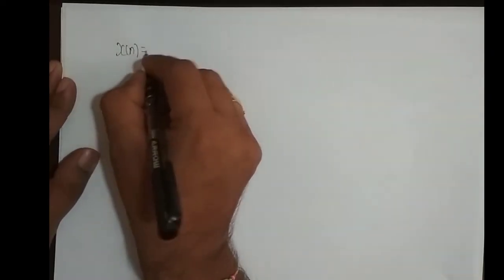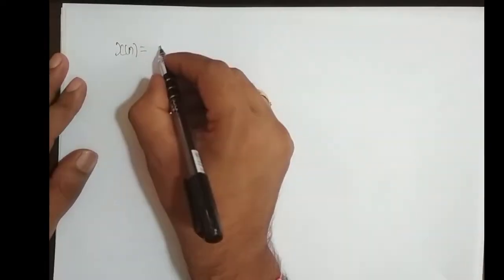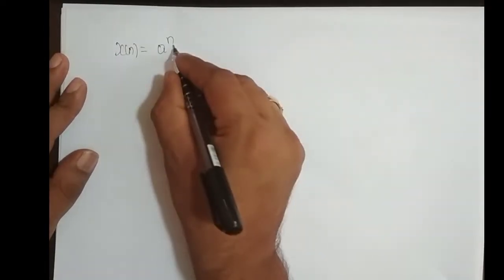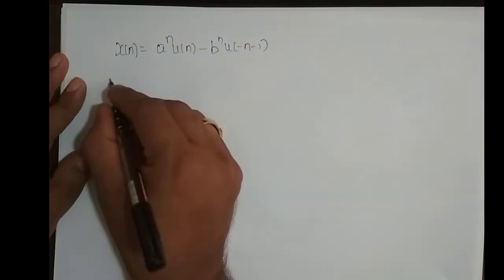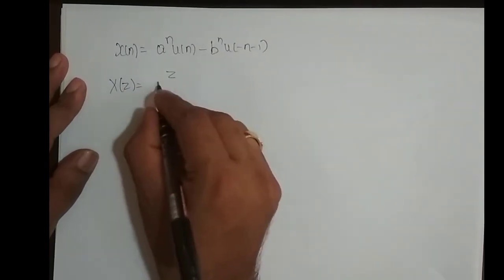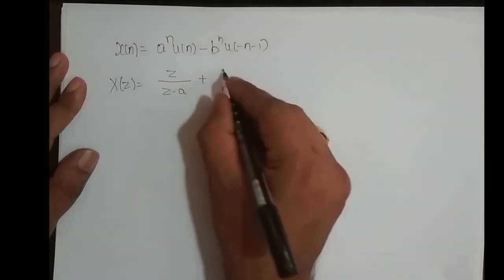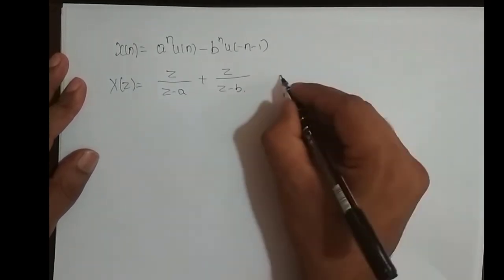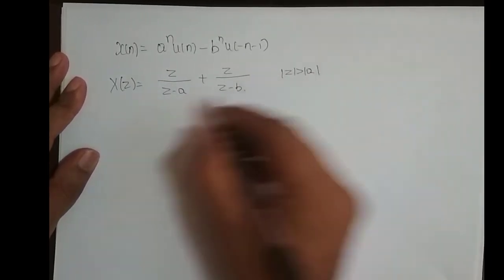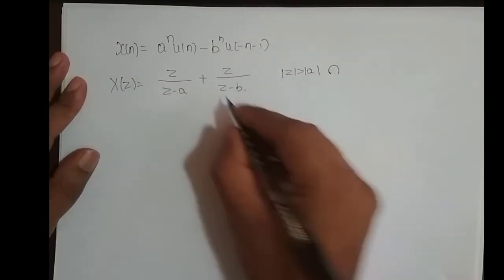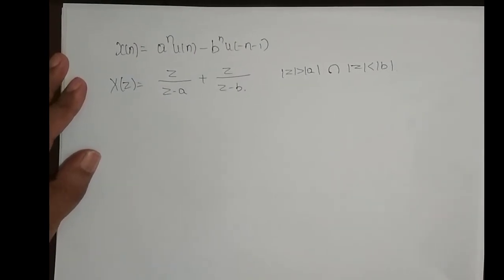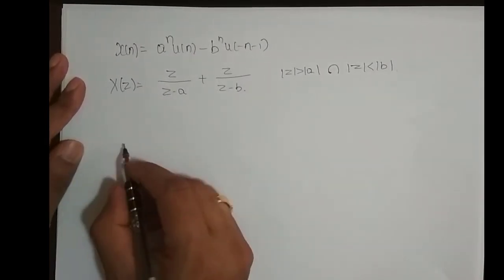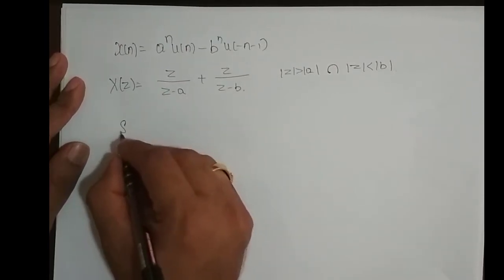How I will tell you. X of n, if it is a double sided sequence of the form a power n u of n minus b power n u of minus n minus 1, with z transform x of z being z divided by z minus a plus z divided by z minus b, with ROC magnitude of z greater than magnitude of a, intersection with this ROC, which is magnitude of z less than magnitude of b. Okay, so we'll see what happens to this intersection in the region of convergence.